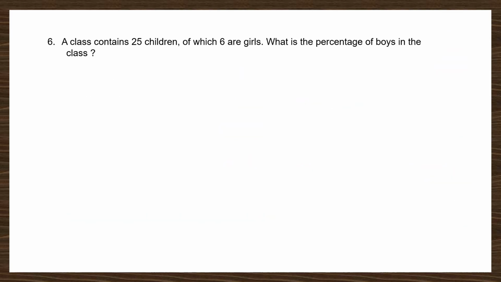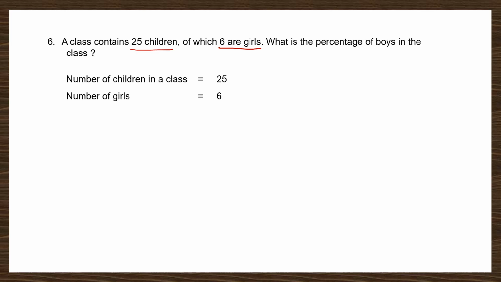Question 6. A class contains 25 children. So total number of children in a class is 25, of which 6 are girls. Now we need to find the percentage of boys in the class. Okay, so let's start. Number of children in a class, 25. Number of girls, 6. Now what is the percentage of boys is the question.